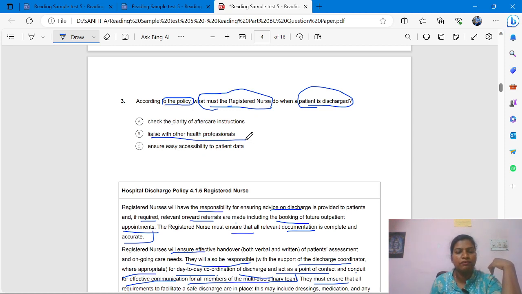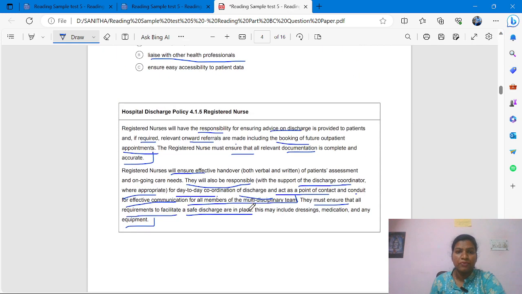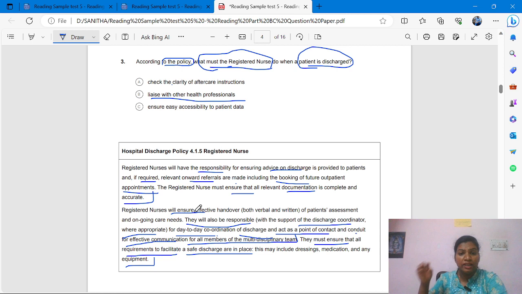Liaises with other health professionals, saying according to the policy, what must a registered nurse do when a patient is discharged. Registered nurse will ensure effective handover, both verbal and written, of patient's assessment and ongoing care needs. They will also be responsible, with the support of the discharge coordinator where appropriate, for day-to-day coordination of discharge and act as a point of contact and conduit for effective communication for all members of the multidisciplinary team.